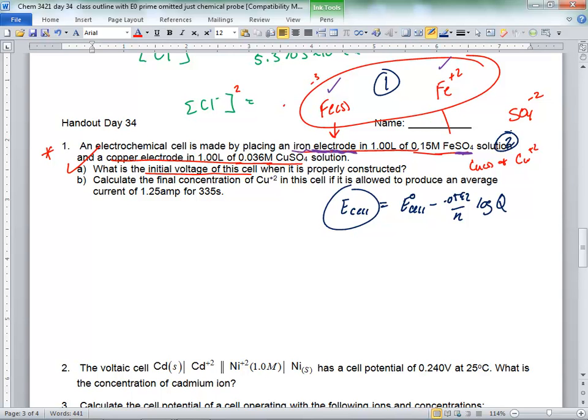Are we supposed to multiply by the liter? Do they even care? Does the Nernst equation Q have what units? Well, no units overall, but inside you put concentrations. So there's no moles at all anywhere. It's all concentrations. Calculate the final concentration of copper if it is allowed to produce an average current of 1.25 amps for 335 seconds.